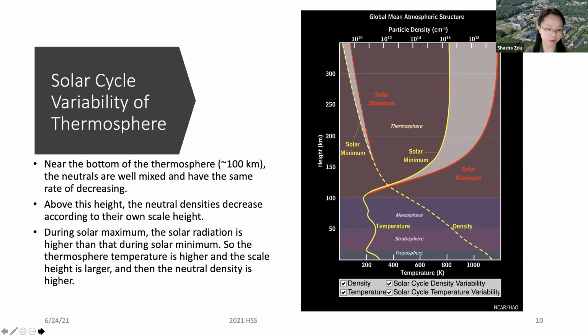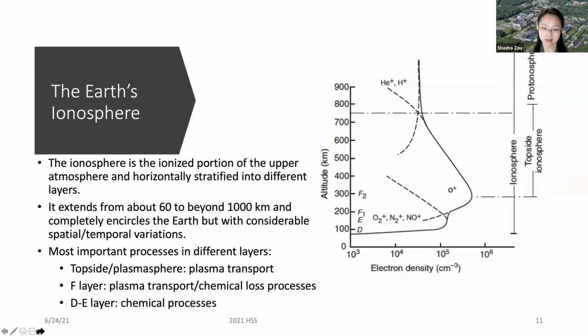Okay, let's move on here. Now, finally, we start to talk about the ionosphere, right? So the ionosphere is the ionized portion, of the same altitude as I just mentioned, and there are different layers based on the density profiles. What makes the ionosphere very interesting is that the different layers, their formation and their dynamics are actually controlled by pretty different processes.